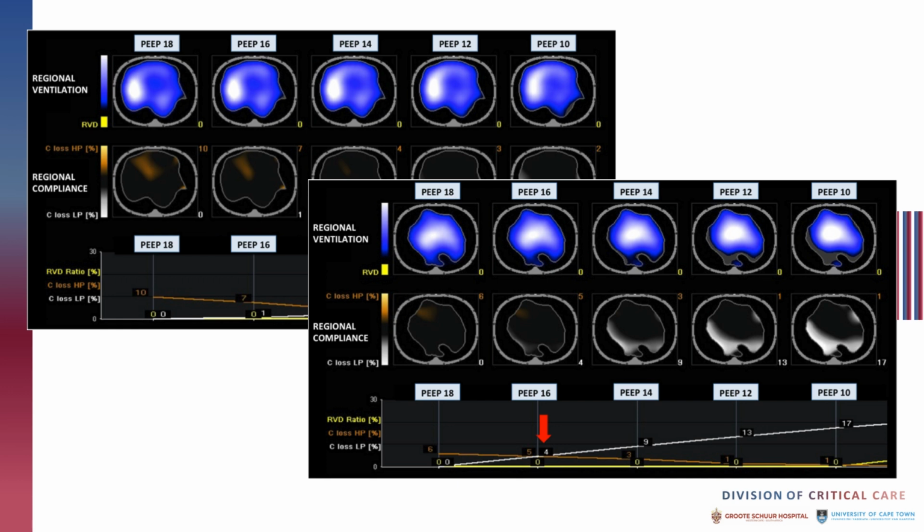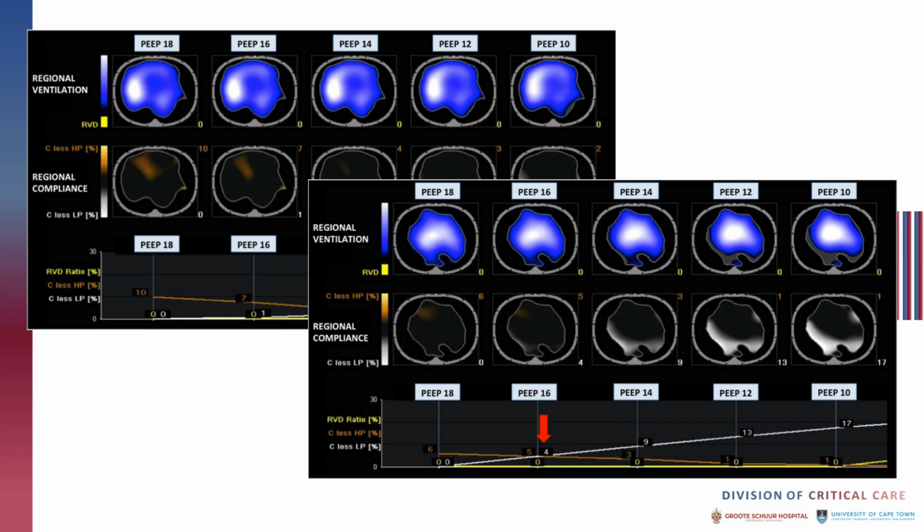And these changes, as you can see here, over a series of changes in PEEP show different tidal or regional ventilation. The EIT also has the ability to look at changes in compliance. Okay? And really that's done by looking at the changes in pressure with changes in volume.